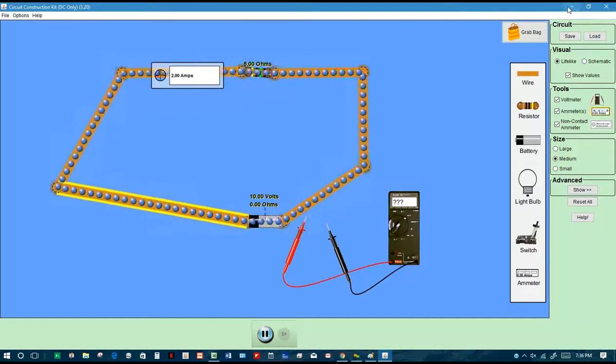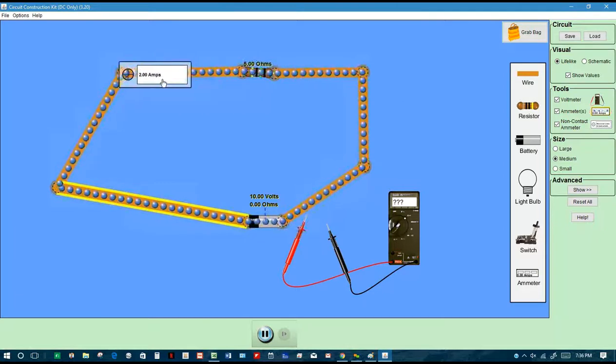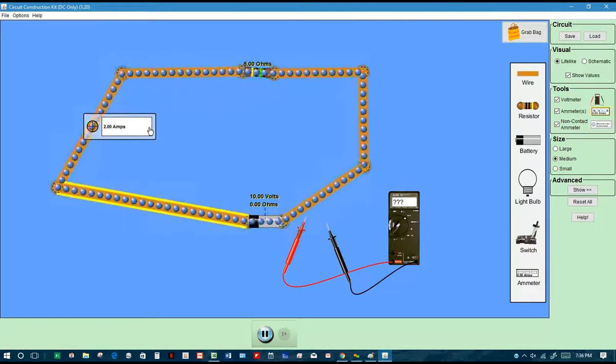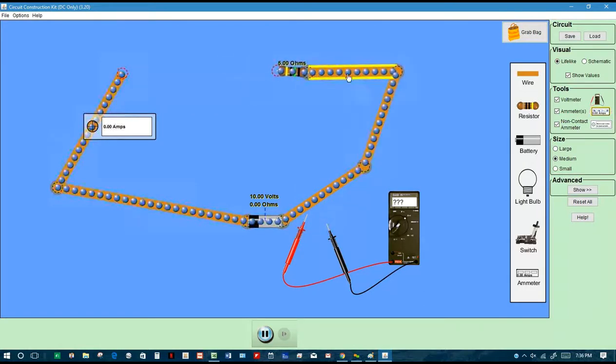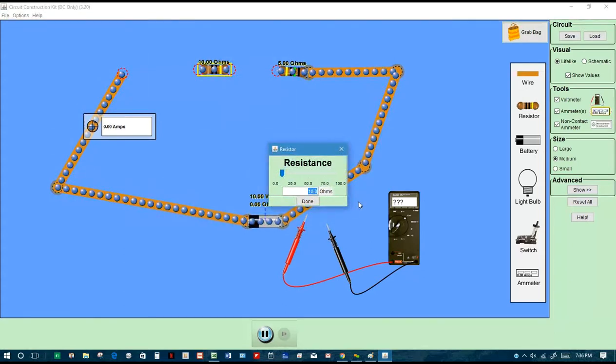All right. So now the question is, what if I add more resistors to the circuit? What if I decide to split this open and add another 5 ohm resistor right here next to it? That's called putting these resistors in series, because series means one after the next, right? Yep. So let's just say they're both 5 ohm resistors.